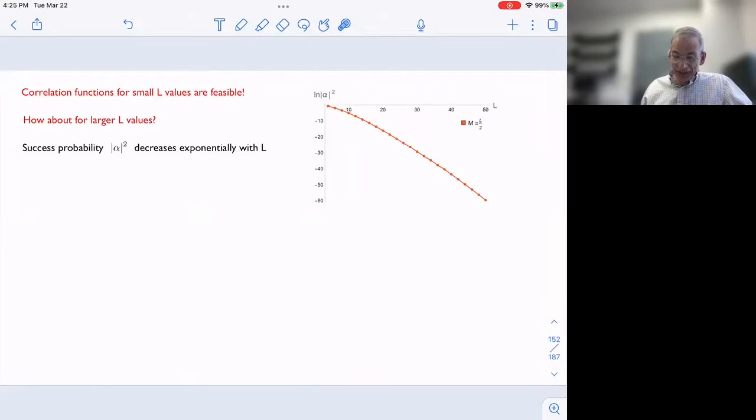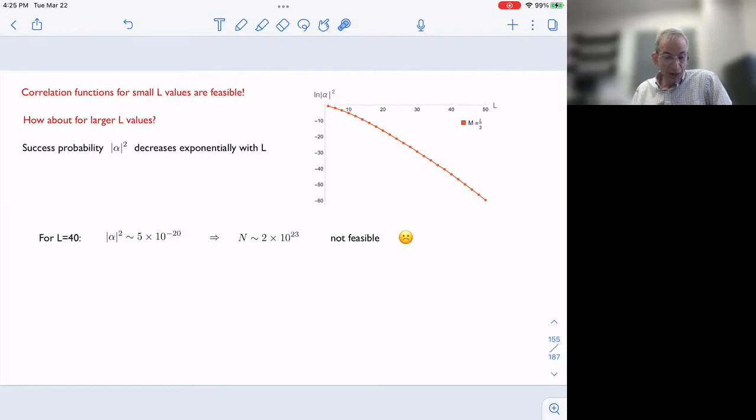And so for example, for a chain of size 40, which is not that big, the success probability would be 10 to the minus 20. And this is talking now on an ideal device. So you'd need 10 to the 23 shots, which is totally out of the question. So unfortunately, you won't be able to calculate ground state correlation functions of the anti-ferromagnetic ground state in this way. So that's the bad news.